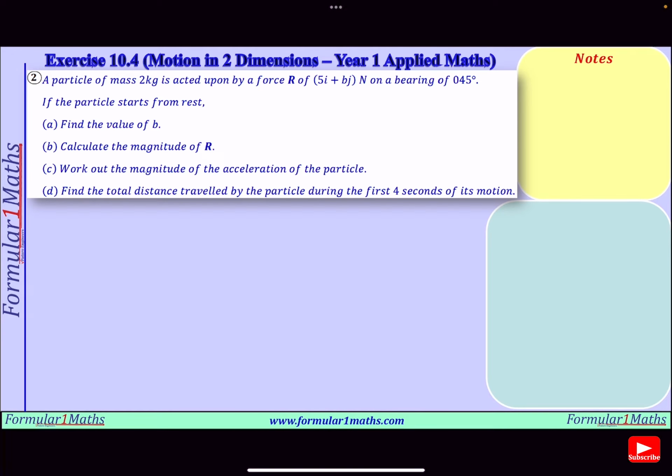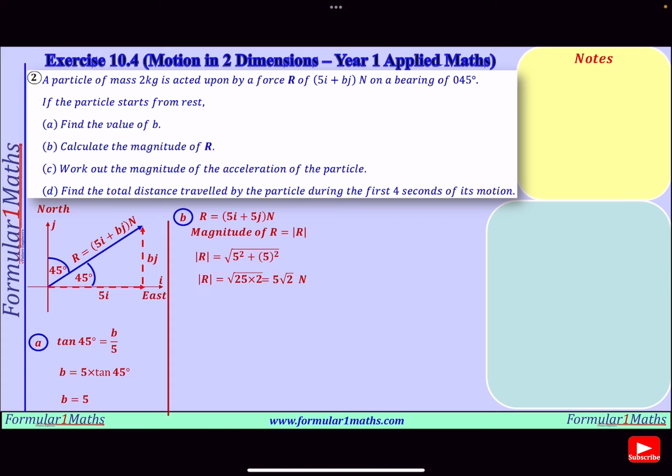For question 2b, calculate the magnitude of R. So R now is 5i plus 5j newtons. We can therefore use Pythagoras' theorem to calculate the magnitude of R as follows. The magnitude of R is given by the square root of 5 squared plus 5 squared, which yields the square root of 25 times 2, and that gives 5 root 2 newtons. So the magnitude of R is 5 root 2 newtons.